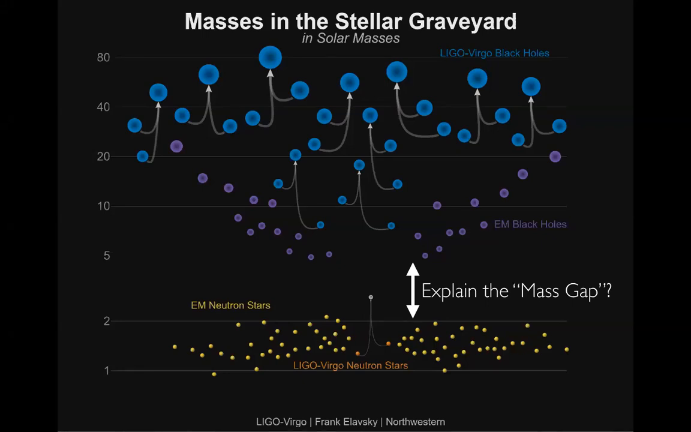And then we see some smaller black holes. It says EM black holes. Those are ones that we've detected with regular telescopes, electromagnetic detection, right? So with X-rays or radio waves.